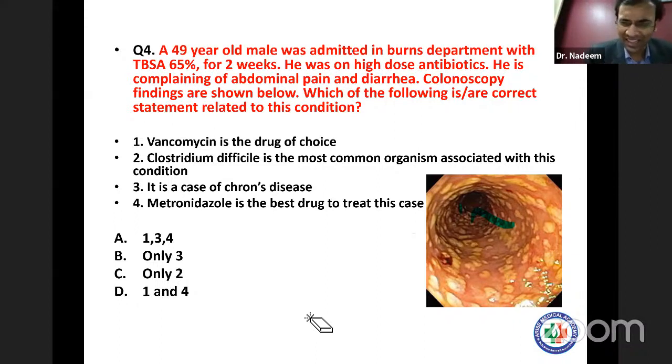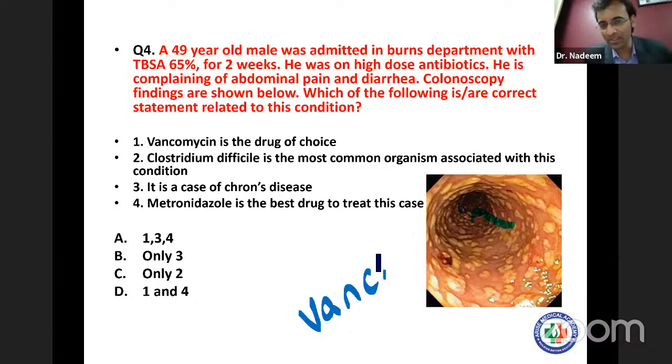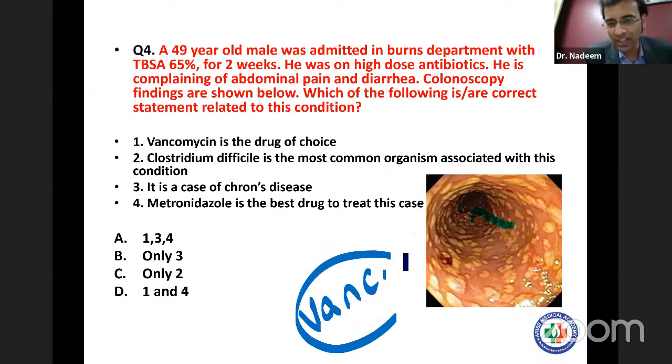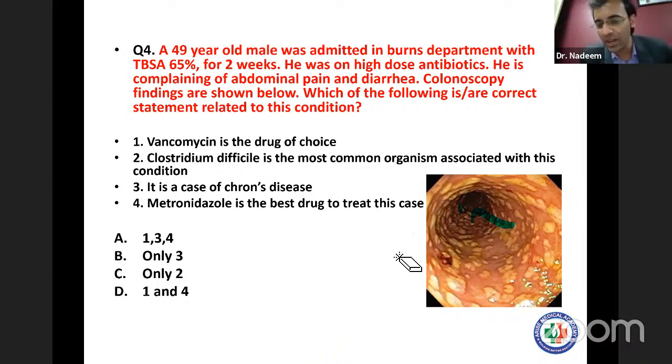Overall, please understand that actually the best medicine for pseudomembranous colitis is vancomycin. This is the best, but actually it is very, very expensive. So we are not using it so frequently in India. That's why the drug of choice is metronidazole. So now we can exclude options. Vancomycin is the drug of choice? No, the drug of choice is metronidazole. Metronidazole is the best drug? I can say no, vancomycin is the best drug.